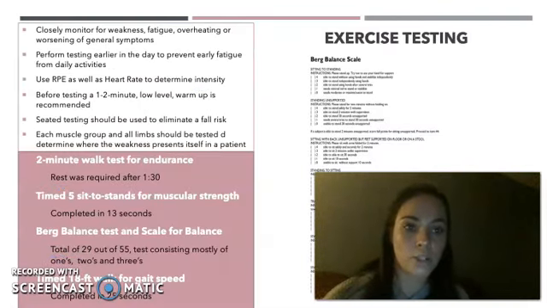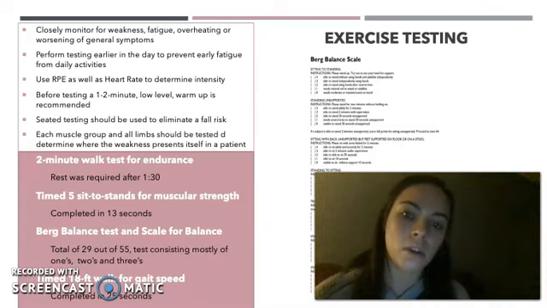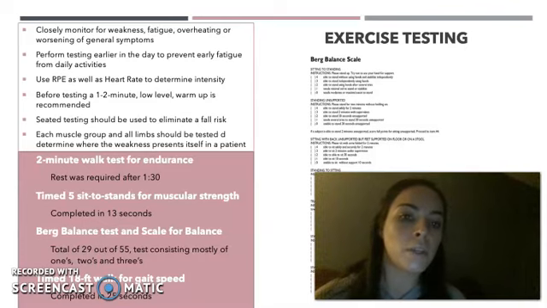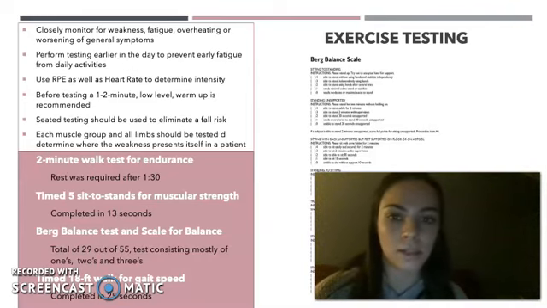Okay, so for exercise testing, it's important that you closely monitor for weakness, fatigue, overheating, and worsening of the general symptoms. Perform tests earlier in the day to prevent early fatigue from daily activities, like I said before. Also, it's important to use the RPE as well as heart rate determined intensity. The heart rate can be increased due to the disease, so it's not always reflecting the intensity of the test. It is important to warm up 1 to 2 minutes at a low level.